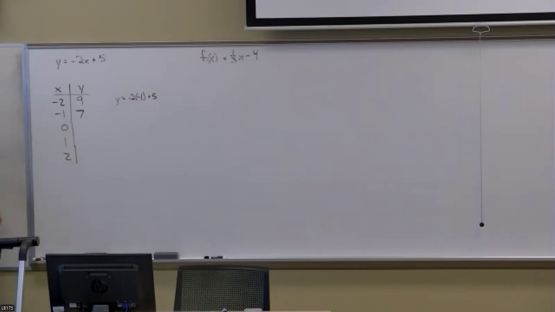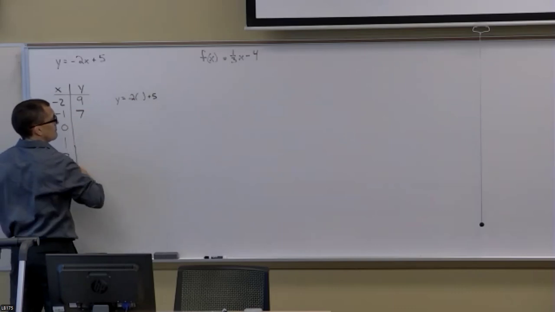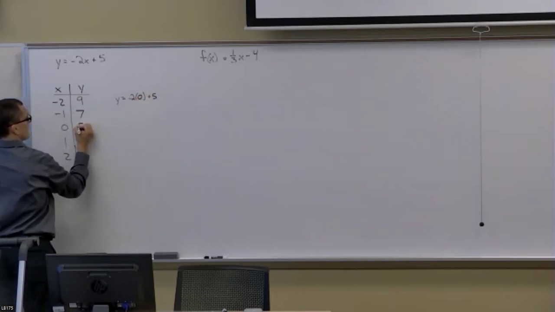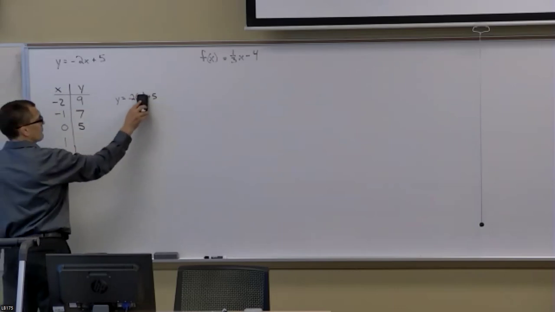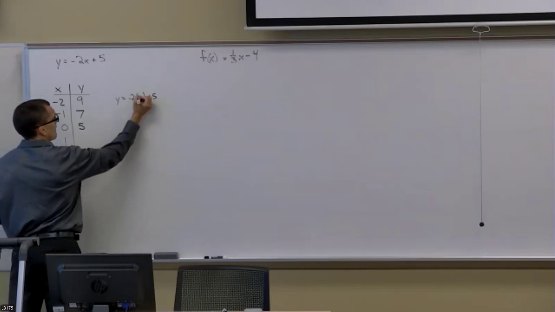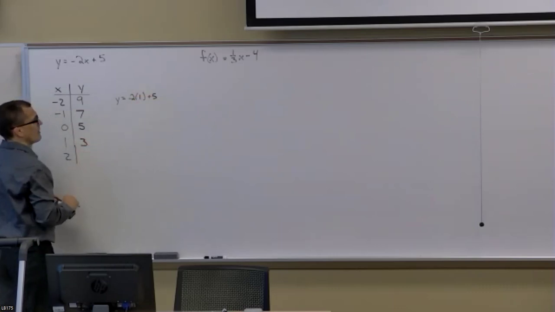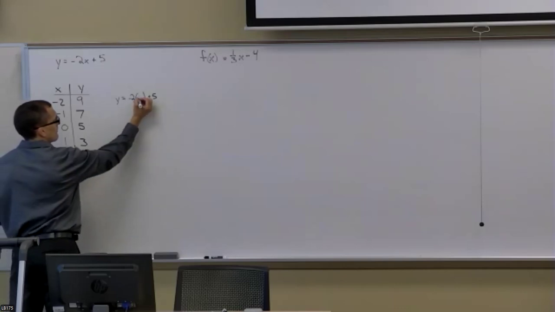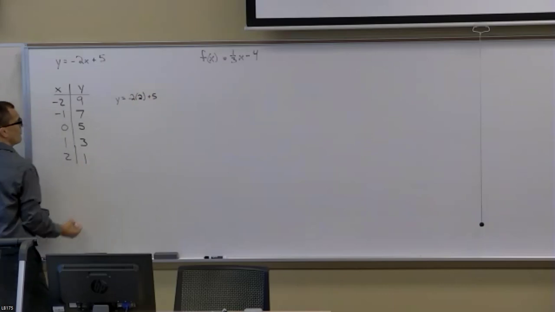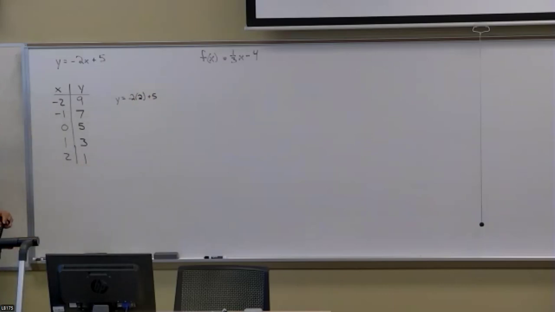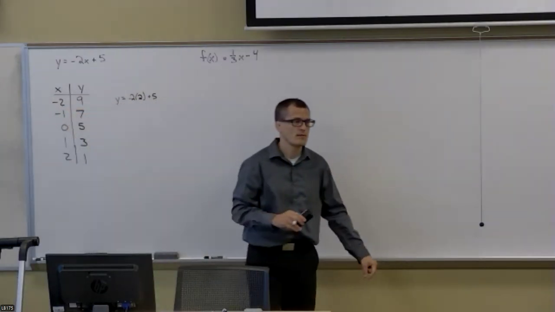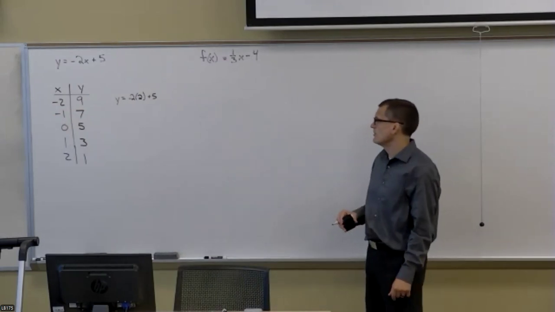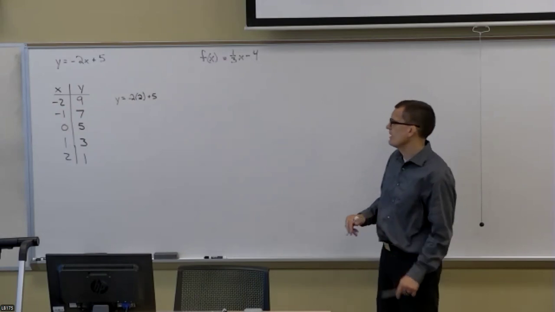You okay with that? I'm going pretty quickly. That's probably going to be, hopefully, a review for you. 0 gives me a 5. When I plug in a positive 1, I get a 3. And when I plug in a positive 2, I end up with a 1. And then I can plot those points if I wanted to. These are ordered pairs. And so I can plot those points if I wanted to, and then draw the corresponding line.